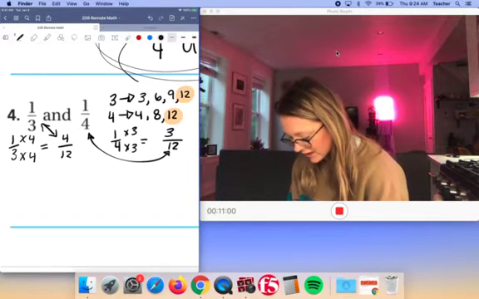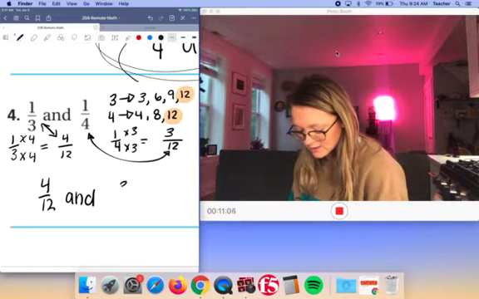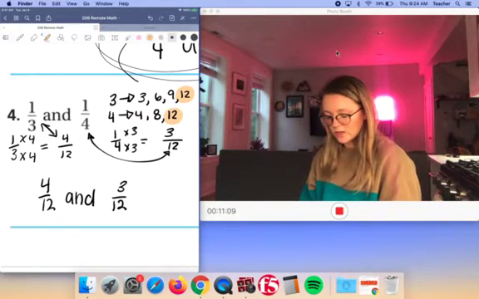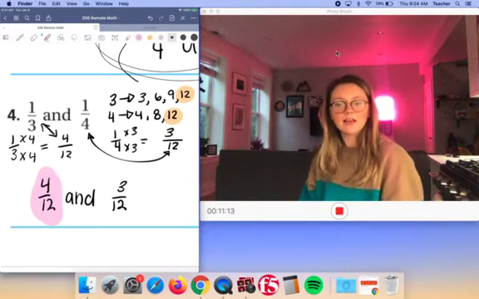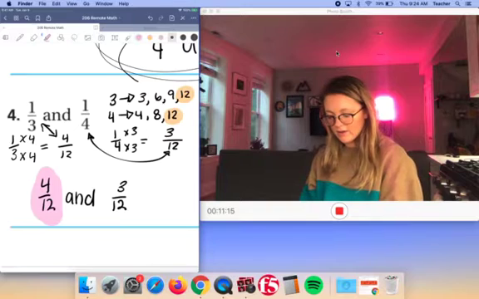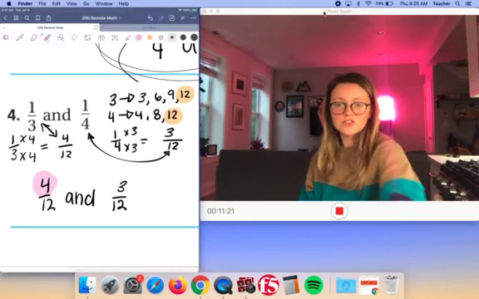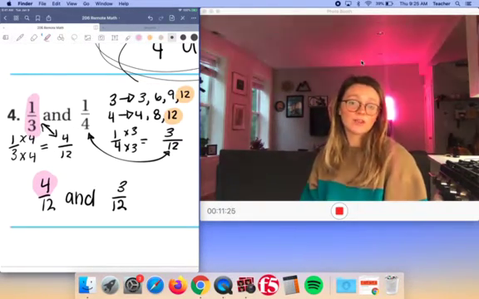So I'm going to write those down. 4/12 and 3/12, sorry. And which of those is bigger? It's this one right here, because it has that 4. That 4 pieces of a 12-piece pizza is bigger than 3. So that tells me 1/3 is bigger than 1/4.